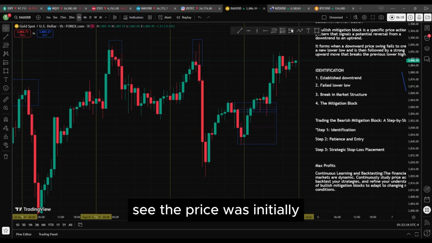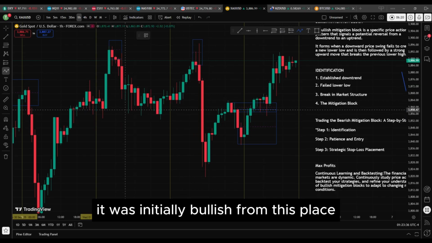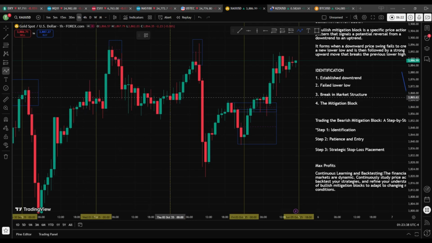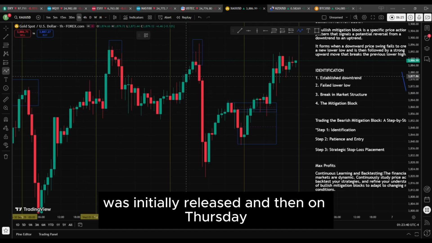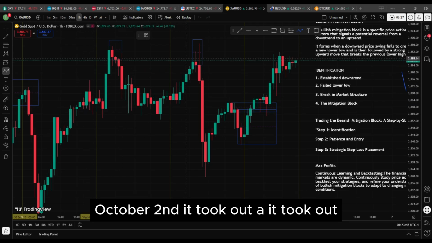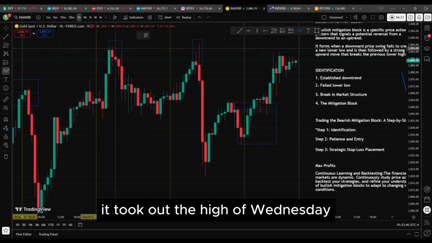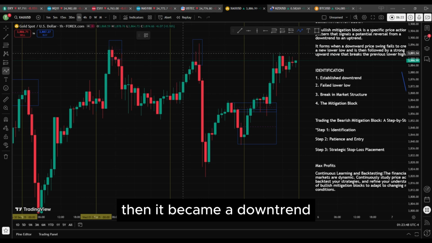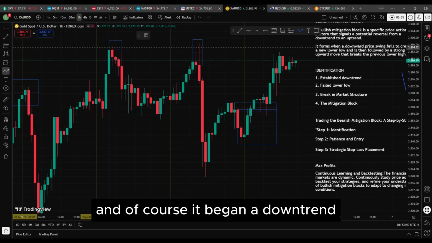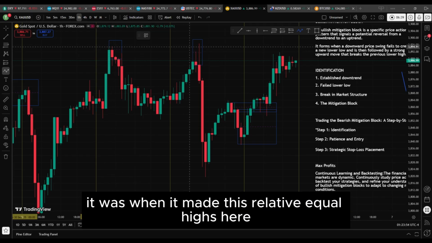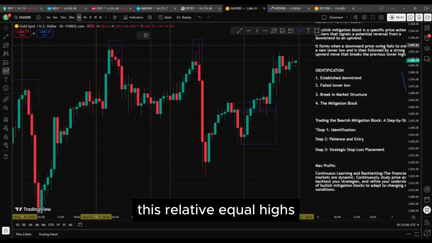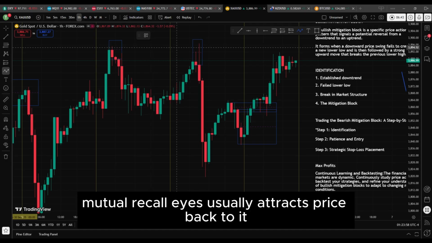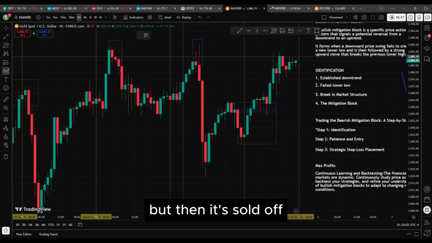See, the price was initially bullish from this place, and then on Thursday, that's 2nd of October, it took out the high of New Year's Eve. Then it became a downtrend, and it began when it made these relative equal highs here. Relative equal highs usually attract price back to them, but then it sold off.